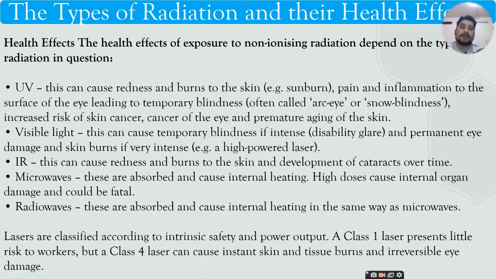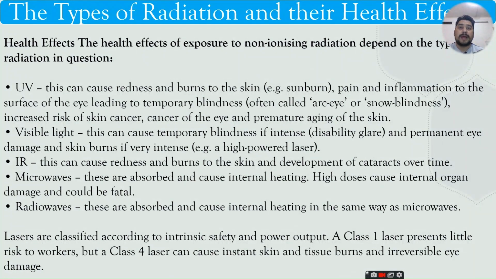Pain and inflammation to the surface of the eye, leading to temporary blindness, often called arc eye or snow blindness. So these are the things that will happen whenever we come into contact with the ultraviolet rays. After that, we have the visible light.